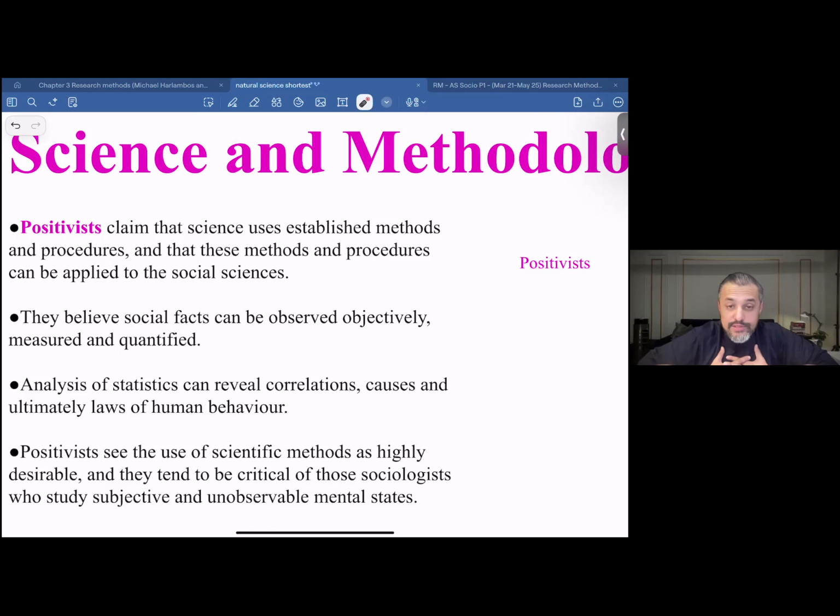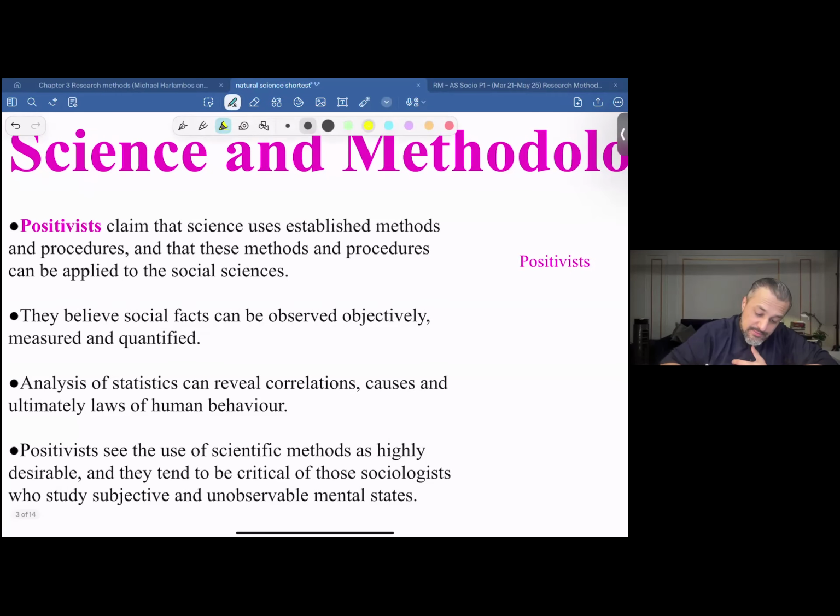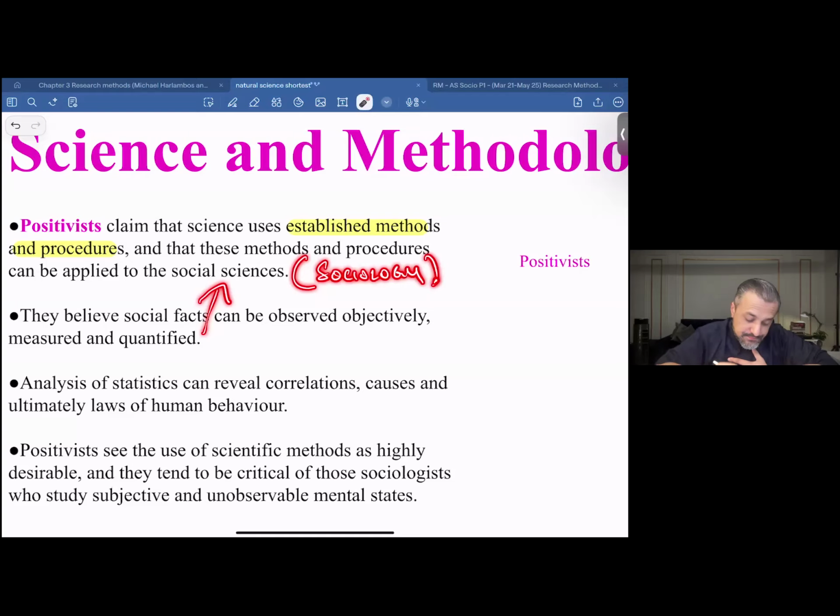So if we talk about a quick summary here, positivists claim that science uses established methods and procedures, and that these methods and procedures can be applied to social sciences. And these established procedures and methods, according to positivists, can be used in social sciences. And over here, we're talking about sociology as a social science. Number two, they believe social facts can be observed objectively, measured and quantified.